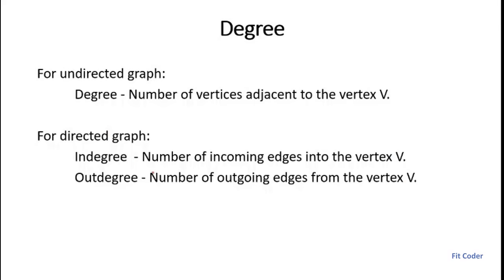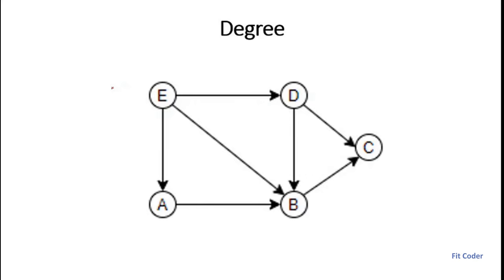Next is degree. The term degree is used for a vertex. It is the number of edges that are incident on a vertex. For an undirected graph, there is no concept of direction, so the number of edges that are connected to a vertex is known as the degree of that vertex. For a directed graph, we can split it up into in degree and out degree. In degree is for incoming edges and out degree is for the outgoing edges from a particular vertex. Let's take an example.